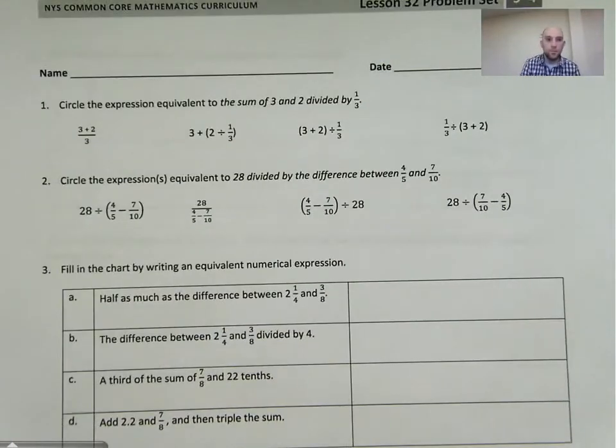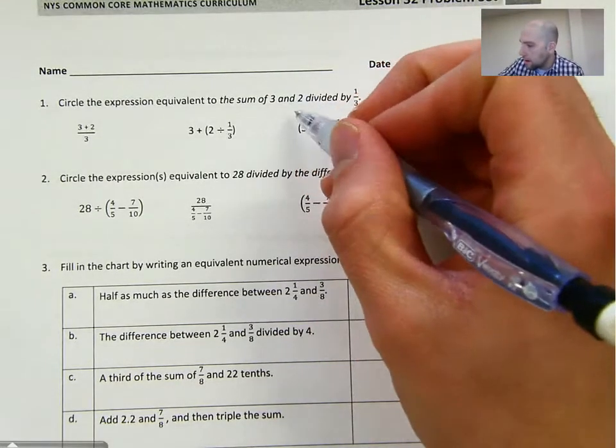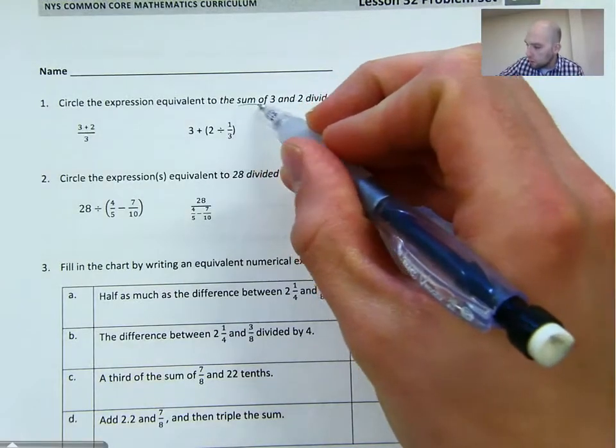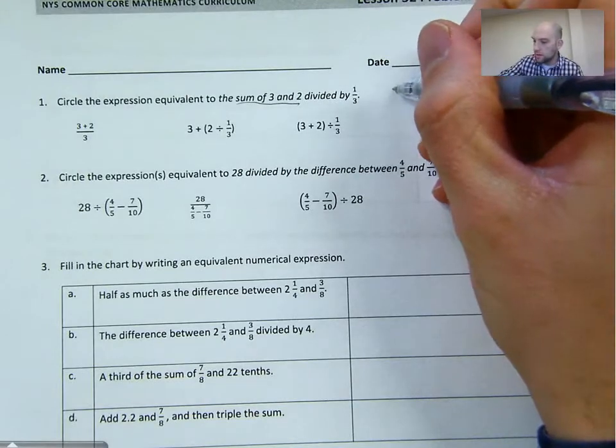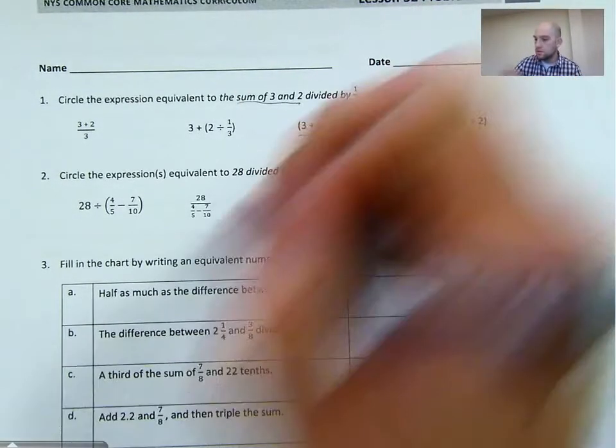We're looking at number one. It says circle the expression equivalent to the sum of 3 and 2 divided by 1/3. So we're going to figure out what corresponds to that phrase, the sum of 3 and 2 divided by 1/3, and how would that look in numerical form. I'm going to start by looking at the sum of 3 and 2, and that is going to look like 3 plus 2.